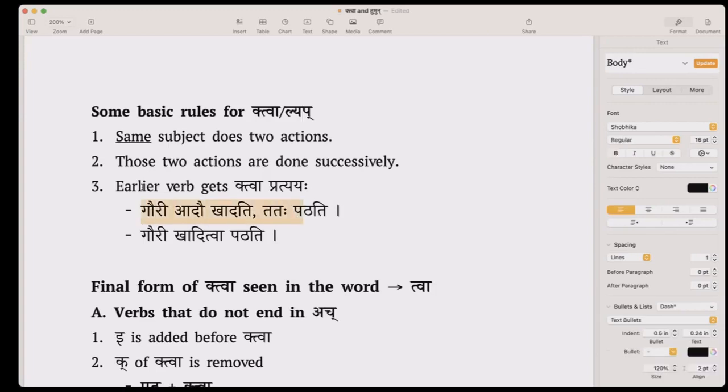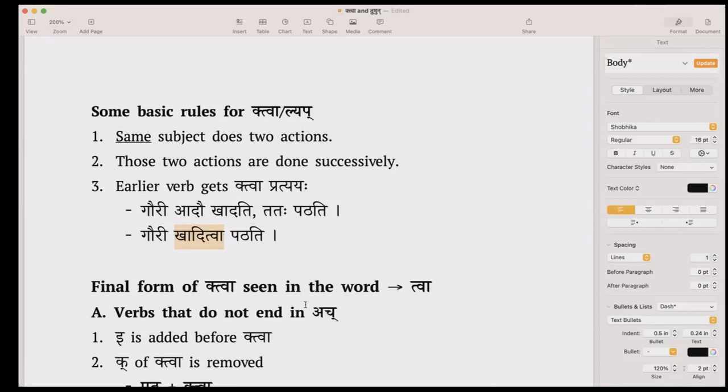Now, the first, earlier verb, the action that is done earlier, takes on ktva pratyaya. Pratyaya is a suffix that you add, like how you add ti for gachati. Gacha is the dhatu. When you want to express it in Vartamana Kala, present tense, you add ti behind it. Gachati, pathati, ityadi. So in the same way that ti is a pratyaya there, it is a suffix.